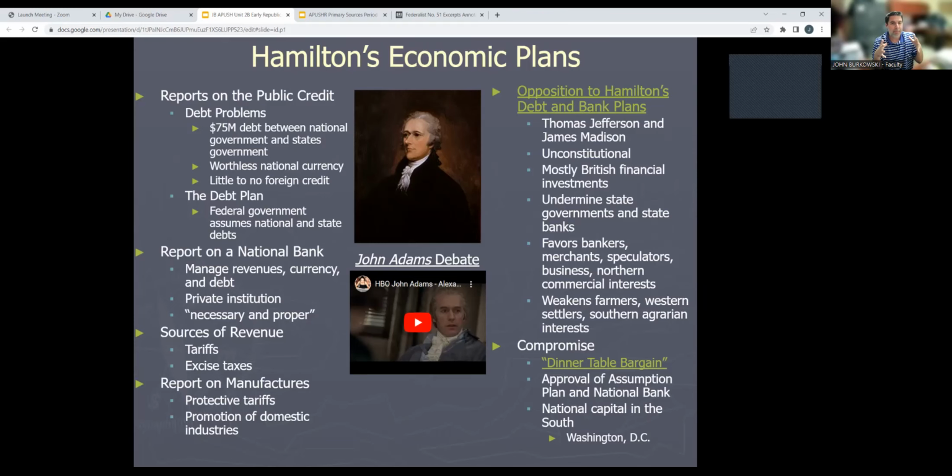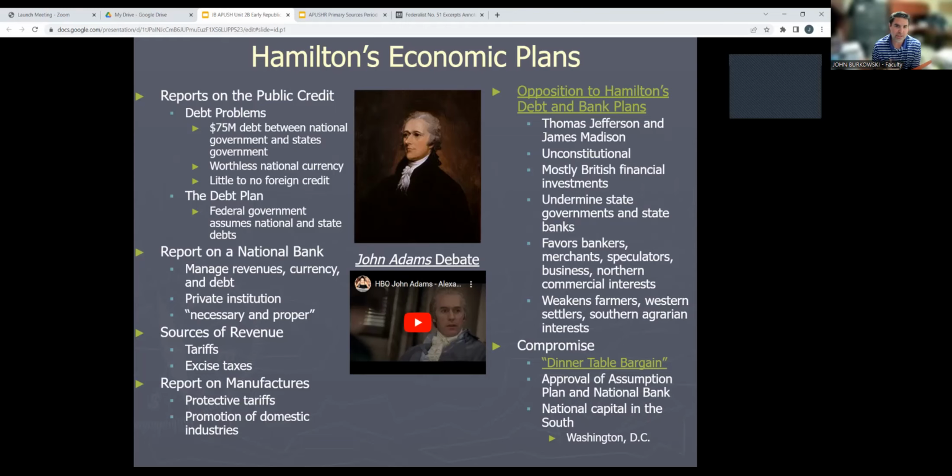Hamilton proposes that the federal deposits, that means revenue collected and generated through the federal government, will be deposited into this bank. But this bank is going to be mostly private. It's going to be a private institution or quasi-public. What do we mean by this?